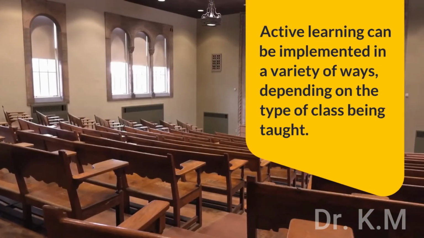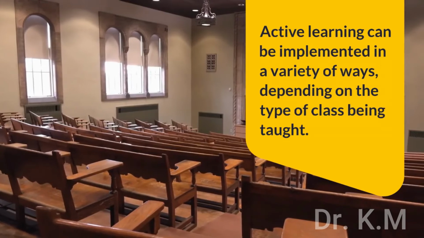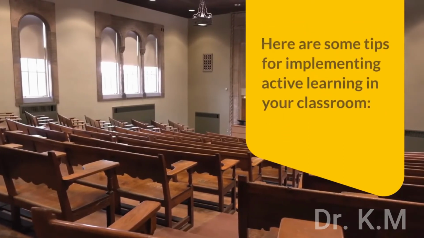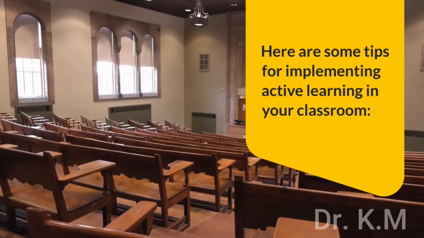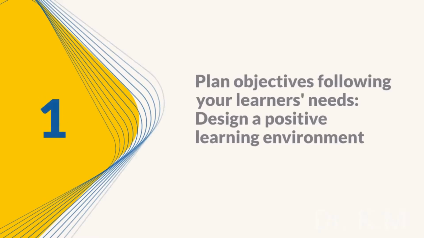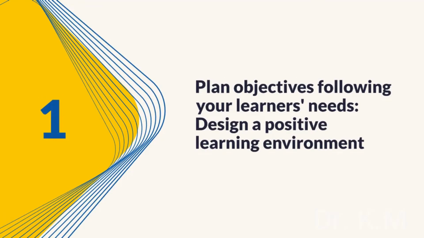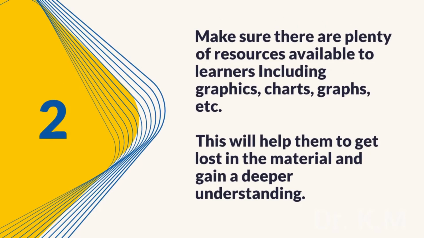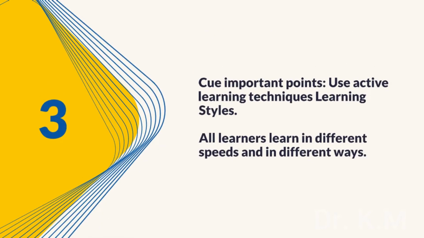How to implement active learning in your classroom. Active learning can be implemented in a variety of ways, depending on the type of class being taught. Here are some tips for implementing active learning in your classroom. 1. Plan objectives following your learners' needs. Design a positive learning environment. 2. Make sure there are plenty of resources available to learners, including graphics, charts, graphs, etc. This will help them to get lost in the material and gain a deeper understanding.